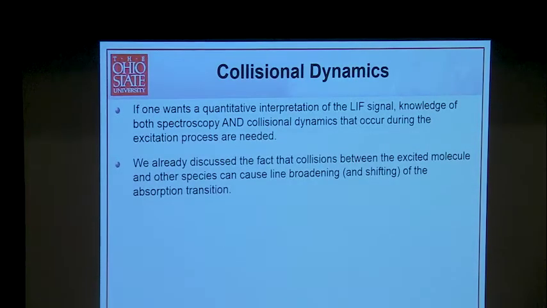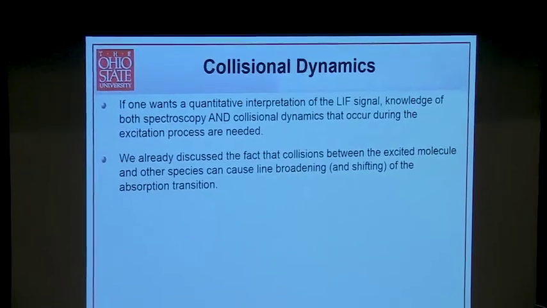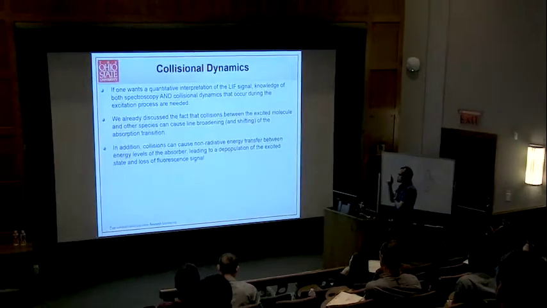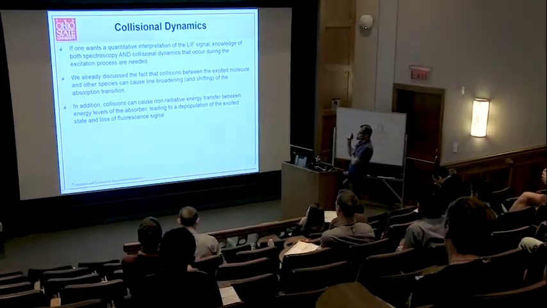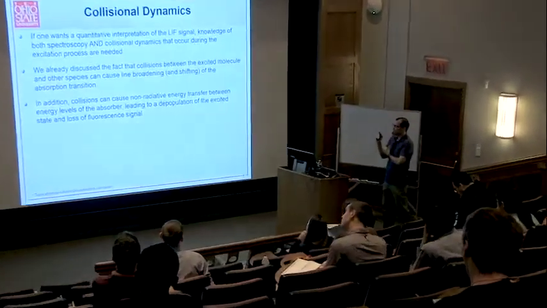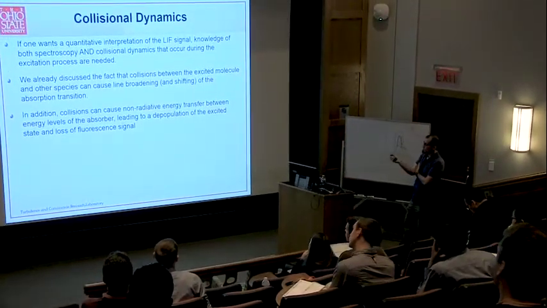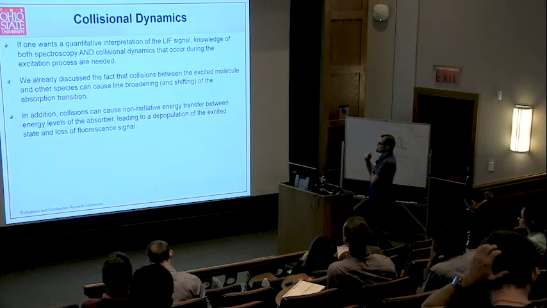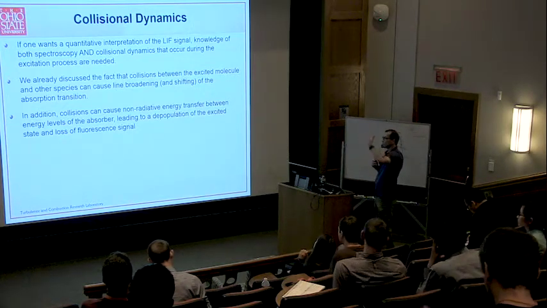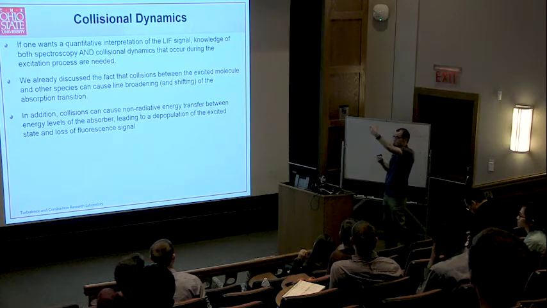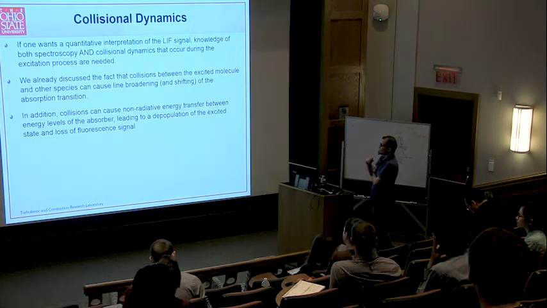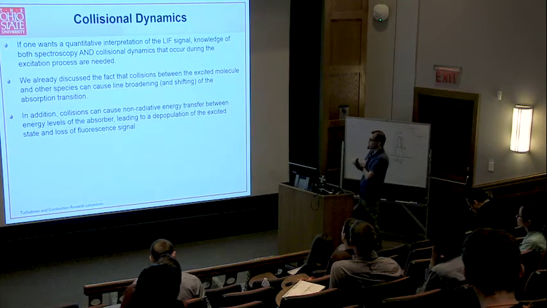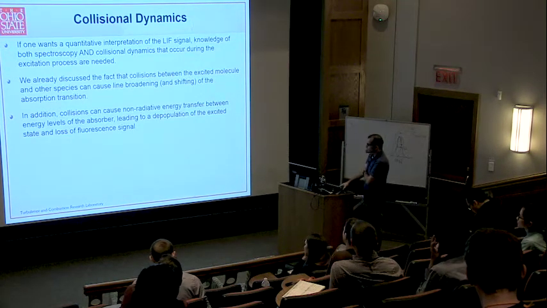So we've talked about the fact that we have line broadening and shifting due to the collisions. But again, probably the thing that we're most concerned about is that these collisions cause non-radiative energy transfer. Again, that's the de-excitation of the upper state, okay? It's called non-radiative because we don't get light out of it, right? We have energy transfer due to something running into it, and we don't get to see those photons. We lose that energy, we don't get that information, okay? So we depopulate the excited state, and we have a loss of fluorescence signal.